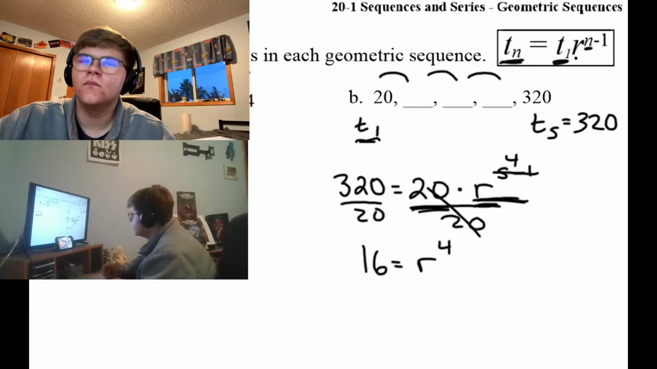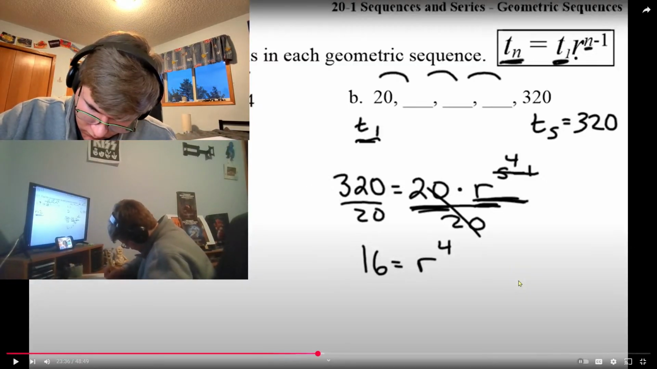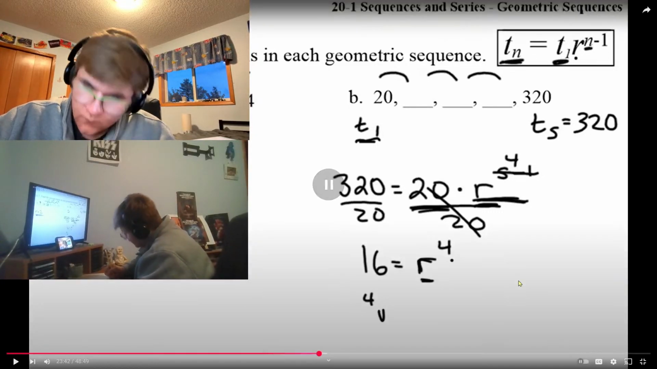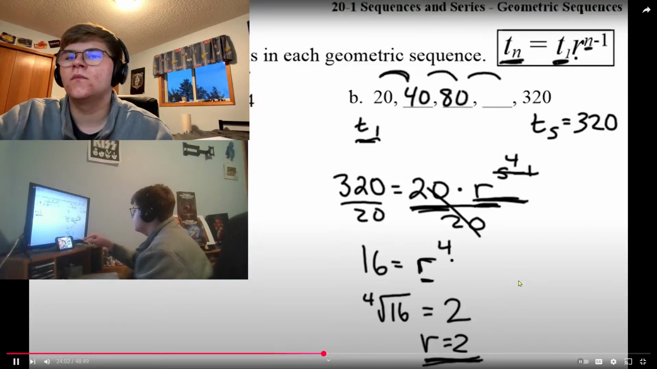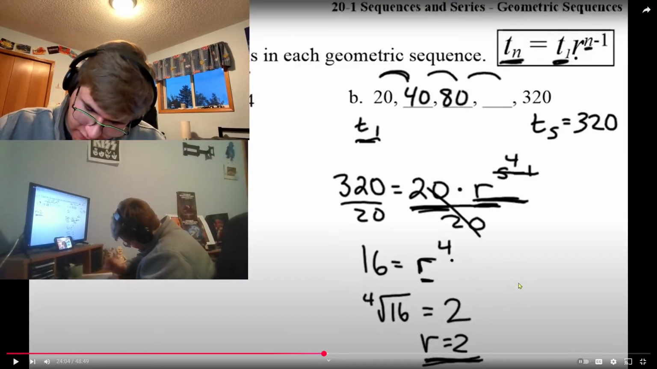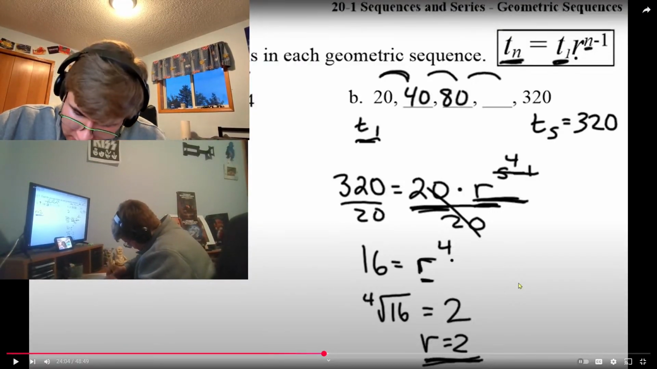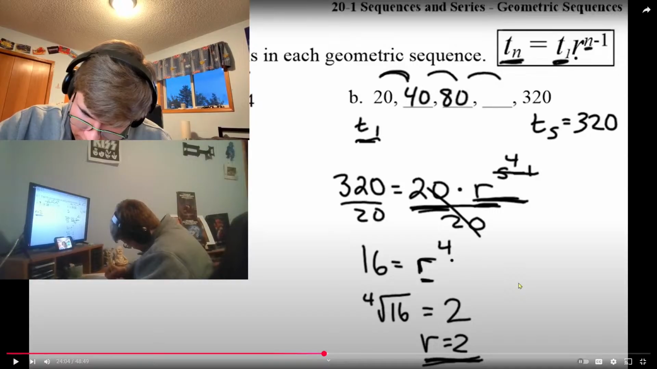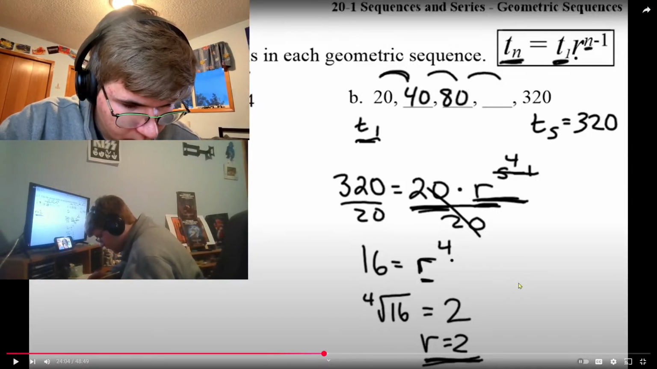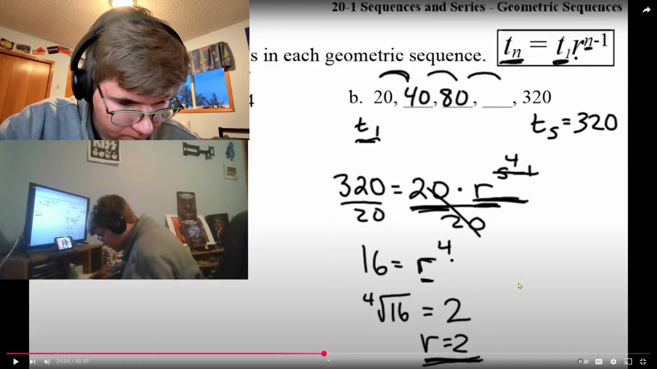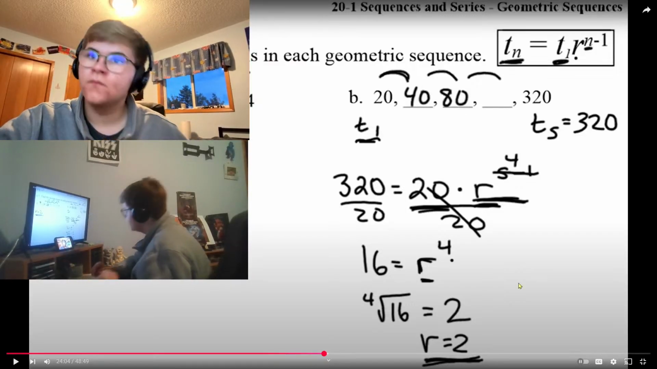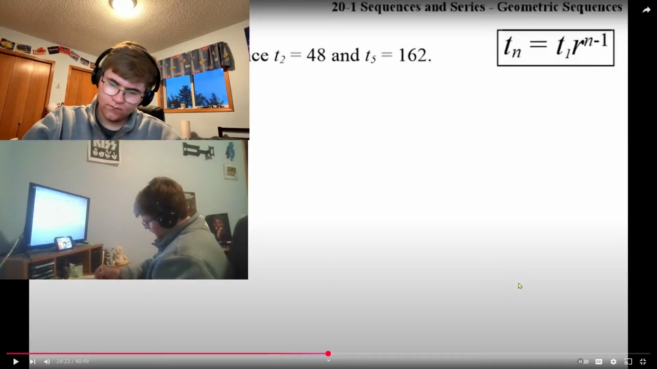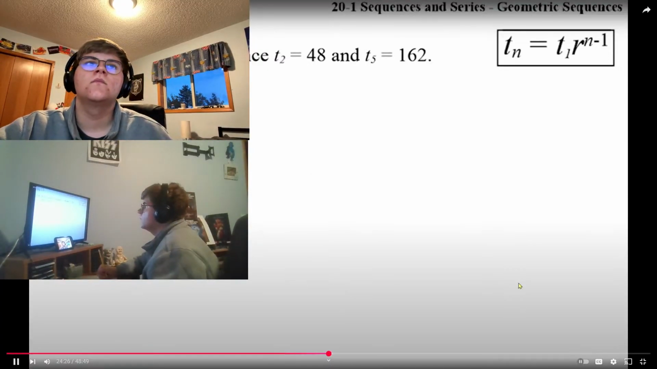Well, I need to figure out, what do I multiply by itself 4 times to get 16? Well, that's just 2. It's like a square root, not big. Let's just have example 4. Same kind of question.